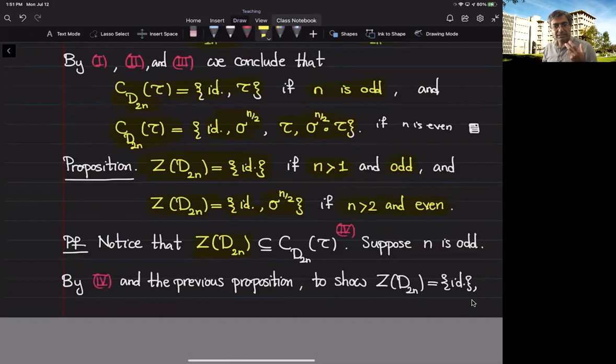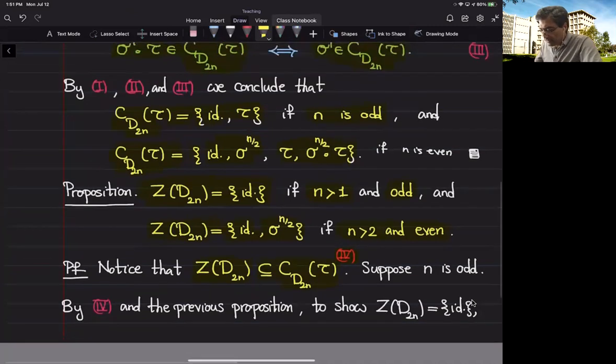So if something is in the center, then it's supposed to commute with tau in particular. So the center of D_2n is definitely a subgroup of the centralizer of every element, in particular tau. In the previous theorem, we understood the centralizer of tau. In particular, when n is odd, from this we deduce that the center is either identity or tau. But notice, it cannot have tau in it.